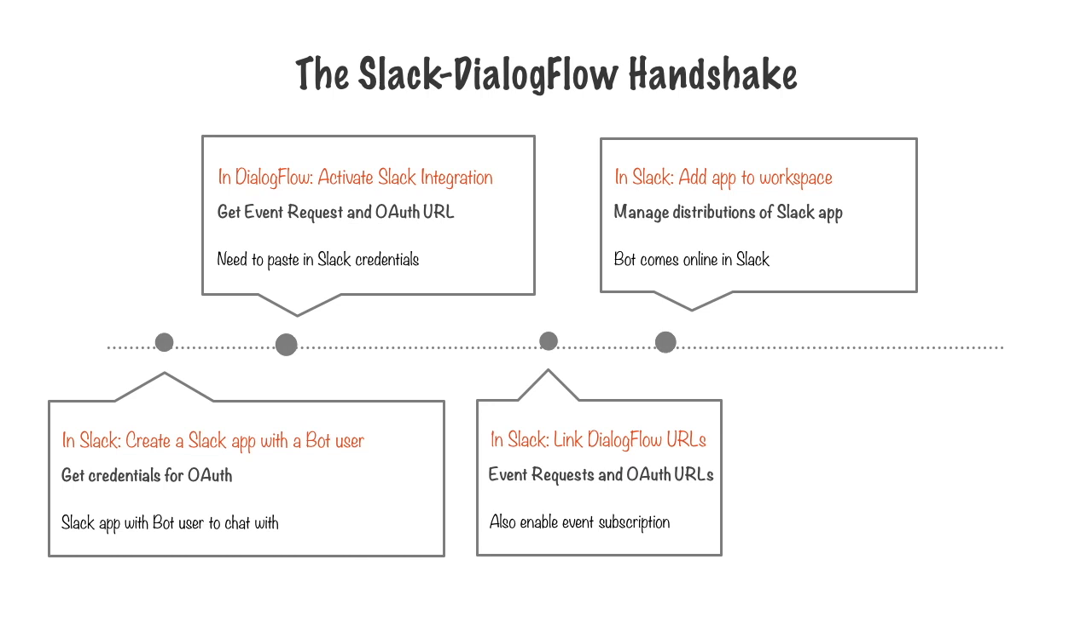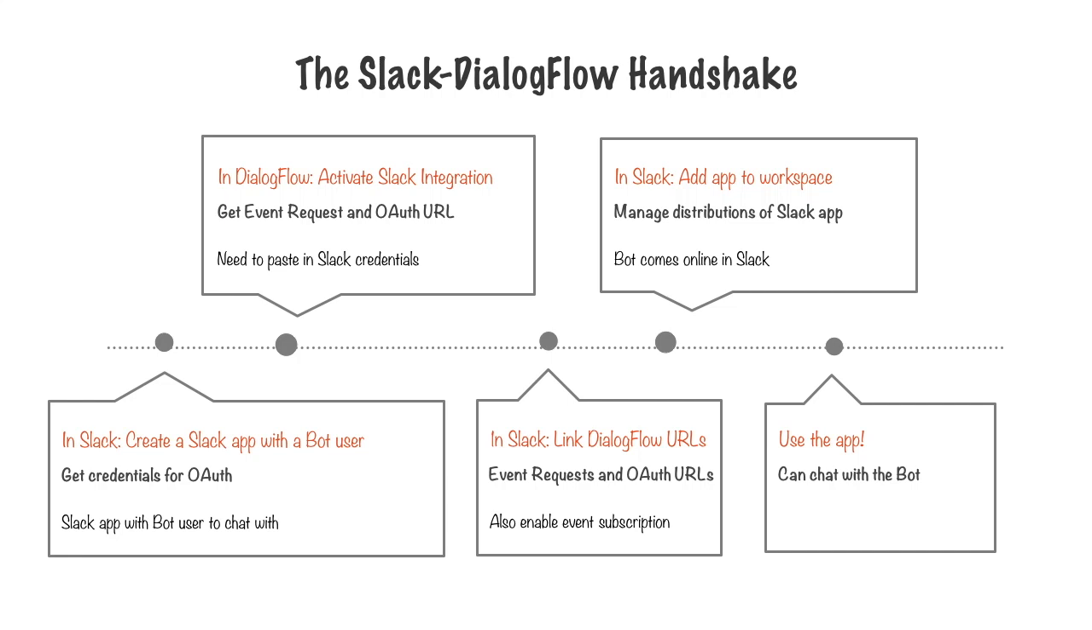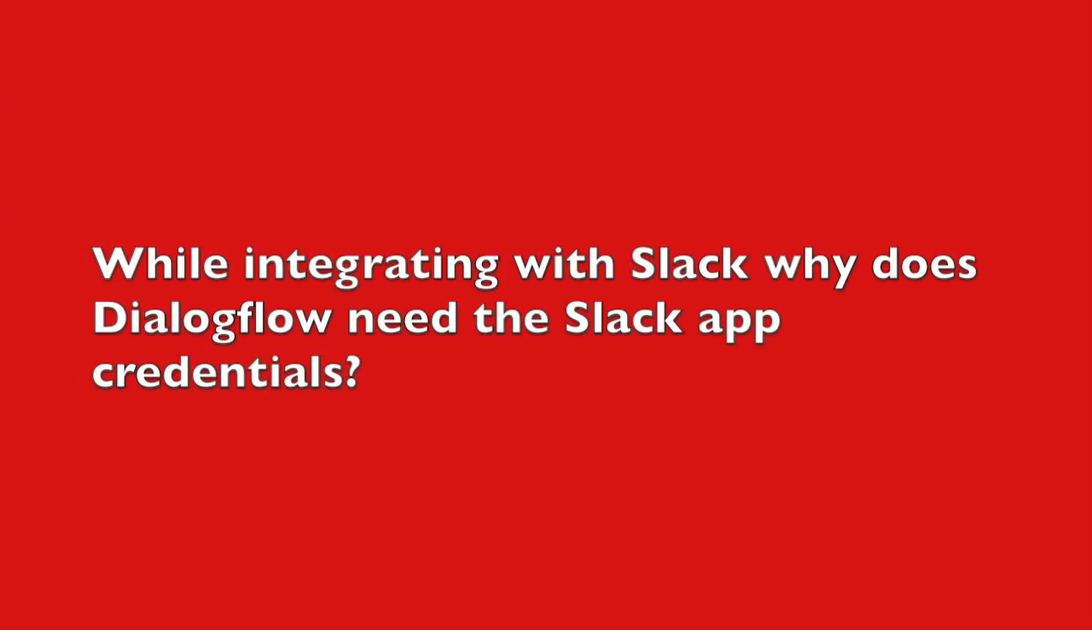Once our Slack app is ready, we can add this to our workspace so it's always available to our team members. Once this is done, you're ready to test it out end to end and make sure that it works. This will give you a real feel for how users and customers will chat with your bot. As we work on Slack integration with Dialogflow in this lecture, ponder on this question. When integrating with Slack, why does Dialogflow need the Slack app credentials?